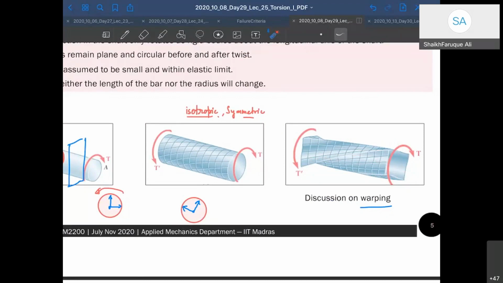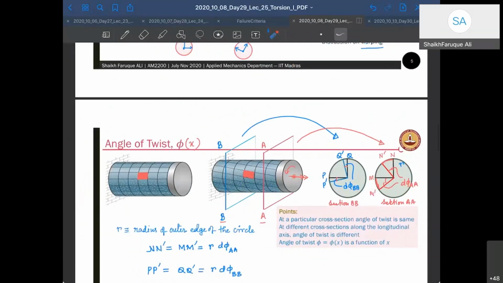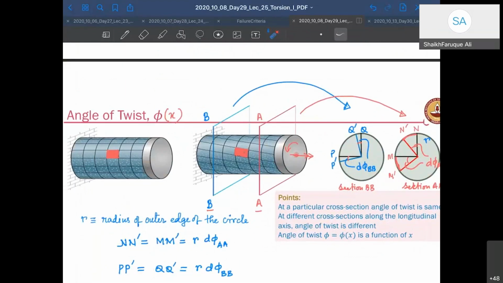Therefore, in members that are not circular, the twist will elongate or compress lines according to the loading direction or the twist direction. Therefore, we get something called warping in this kind of material, which doesn't happen in circular members. And then we try to define what an angle of twist is. The angle of twist we will define today again.